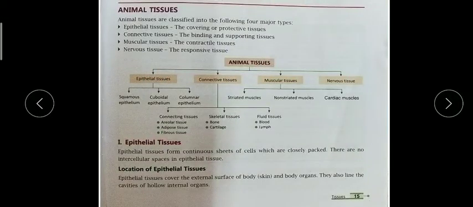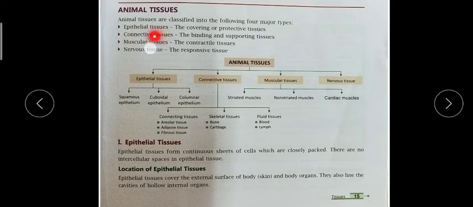So, children, today I am going to explain to you about animal tissues. You can see one flow chart is given. It is a detailed flow chart, and you can easily understand from it that animal tissues are mainly divided into four categories: epithelial tissue, connective tissue, muscular tissue, and nervous tissue.